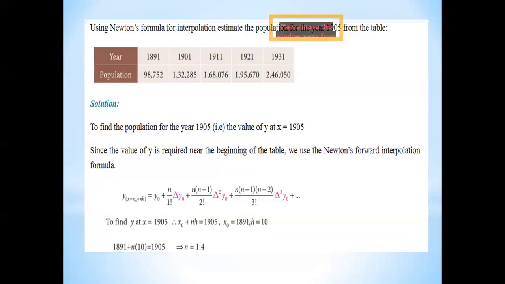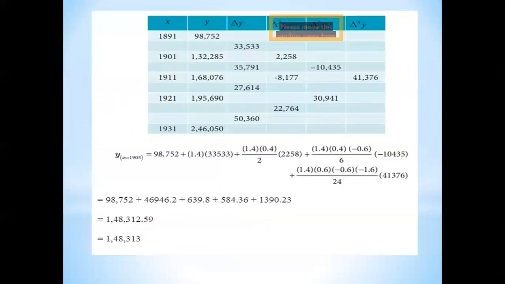To find the value of y at x equal to 1905, we have to find the value of n by using the relation x naught plus nh is equal to 1905. x naught is equal to 1891 and h is equal to 10. After simplifying the term, we are getting n is equal to 1.4. This is a forward difference table.